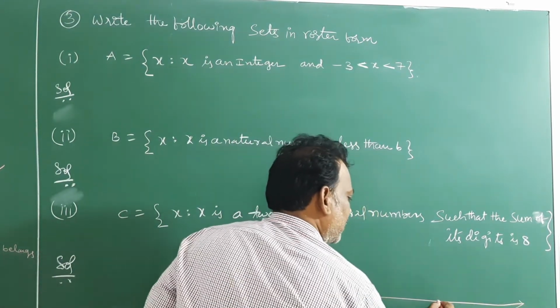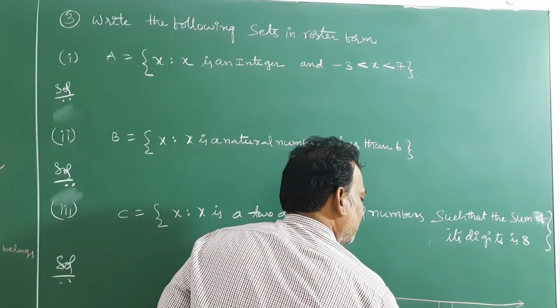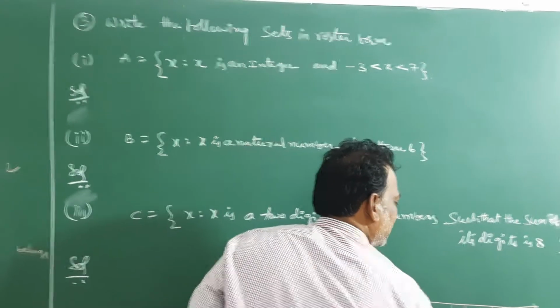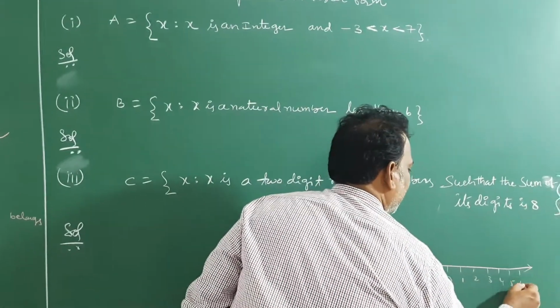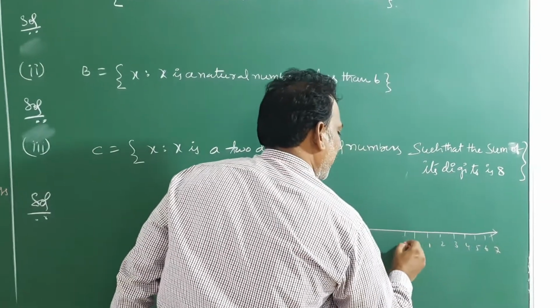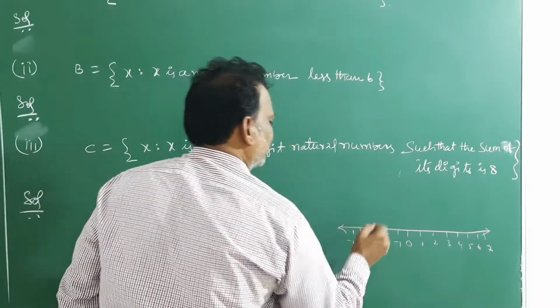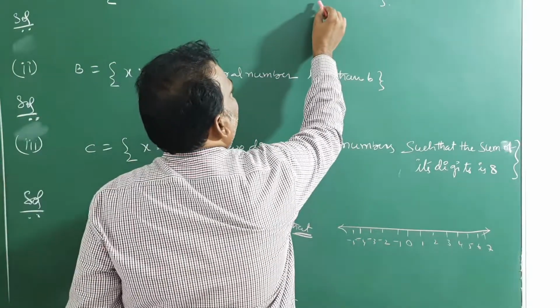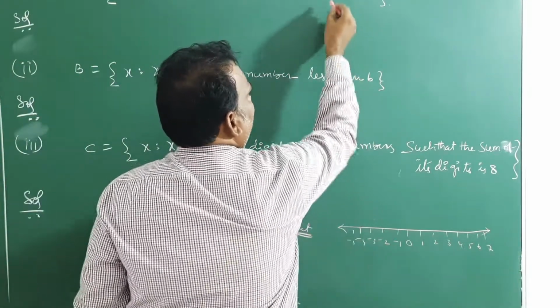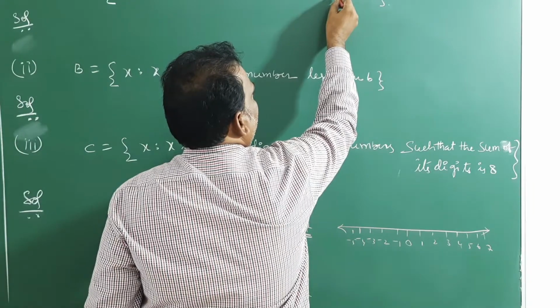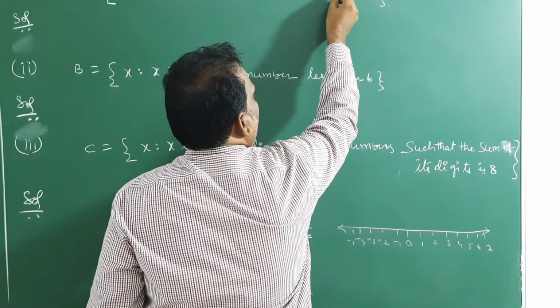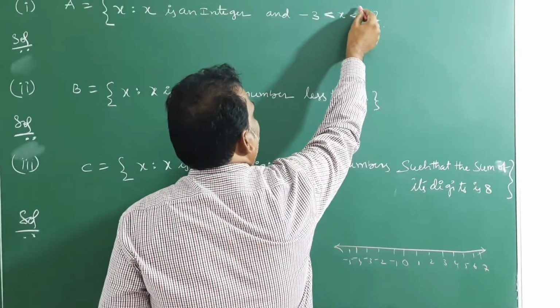This is 0 students. Plus 1, plus 2, plus 3, plus 4, plus 5, plus 6, plus 7. So minus 1, minus 2, minus 3, minus 4, minus 5. They are asking the integers here. Less than means minus 3 should be a more than and 7 should be a less than.